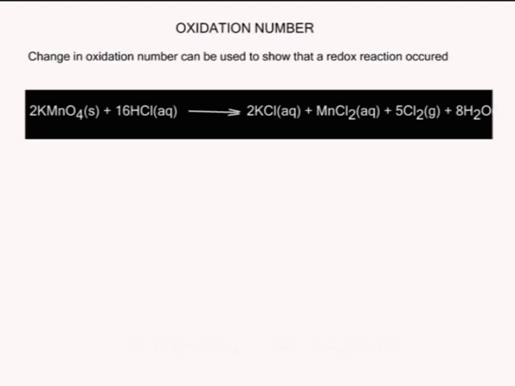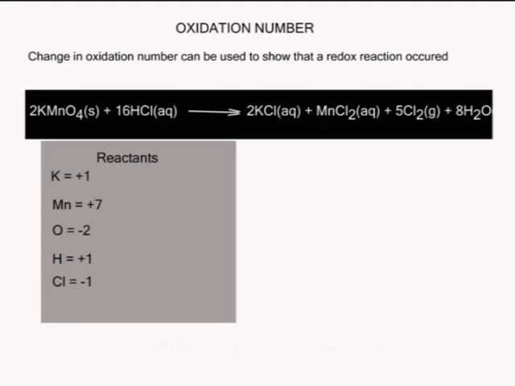tell, can you? No. But if we look at the oxidation numbers of individual elements in the reactants and then find the oxidation numbers of the same elements in the products, you will find that the oxidation numbers of some of them actually change, meaning that oxidation and reduction occurred. If you look at the reactants, potassium in potassium manganate 7 has an oxidation number of positive 1. Manganese, we've just seen, has positive 7 and oxygen has negative 2. In hydrochloric acid, hydrogen has positive 1 and chlorine has negative 1.